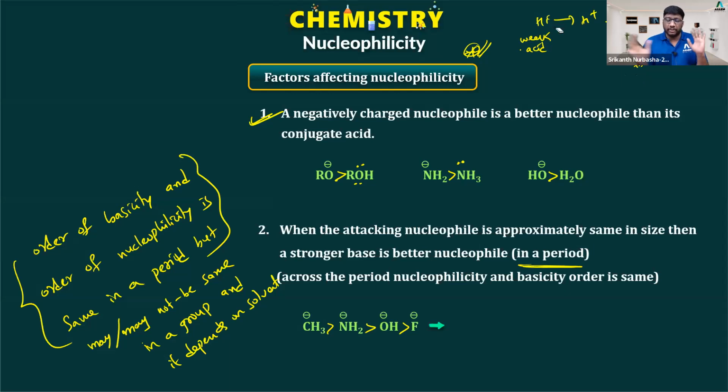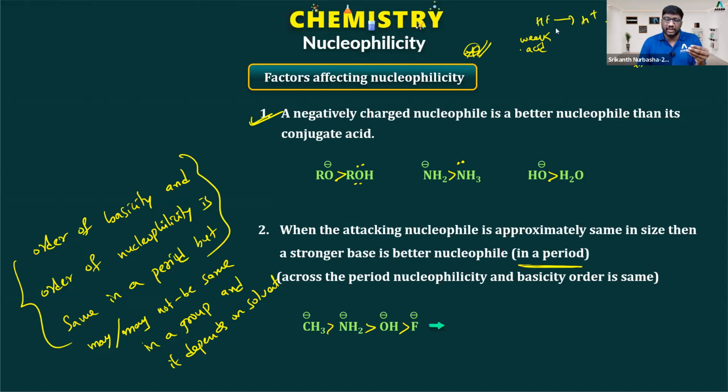With respect to HF, you comment first. HF gives H plus and F minus. HF is a weak acid. If you compare HF, HCl, HBr, HI, HF is giving H plus and F minus.